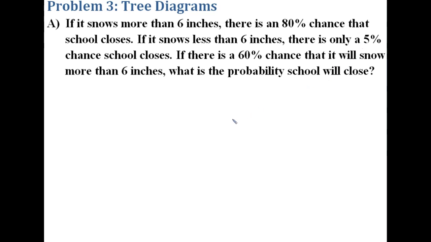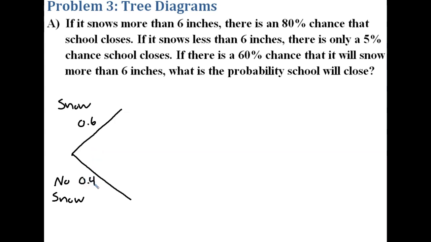So let me show you how we can map this out with a tree diagram. Closing and not closing is based off 2 conditions, so those will be our first 2 branches. One for the snow and one for no snow. Now the problem says there's a 60% chance of snow, so on the snow branch I'm going to put a 0.6, meaning that if I take 1 minus 0.6 I get a 0.4, so there's a 0.4 probability that it won't snow.